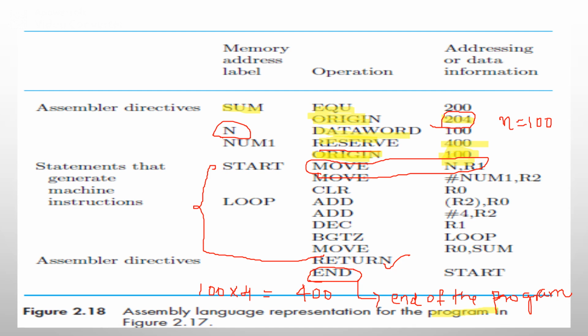The source program written in assembly language follows a standard form with different fields like label, operation, and operands, followed by some comments. Label is an optional name which is associated with the memory address. For example, I can use labels like sum, n, num1, start, loop, etc. So those are the labels.